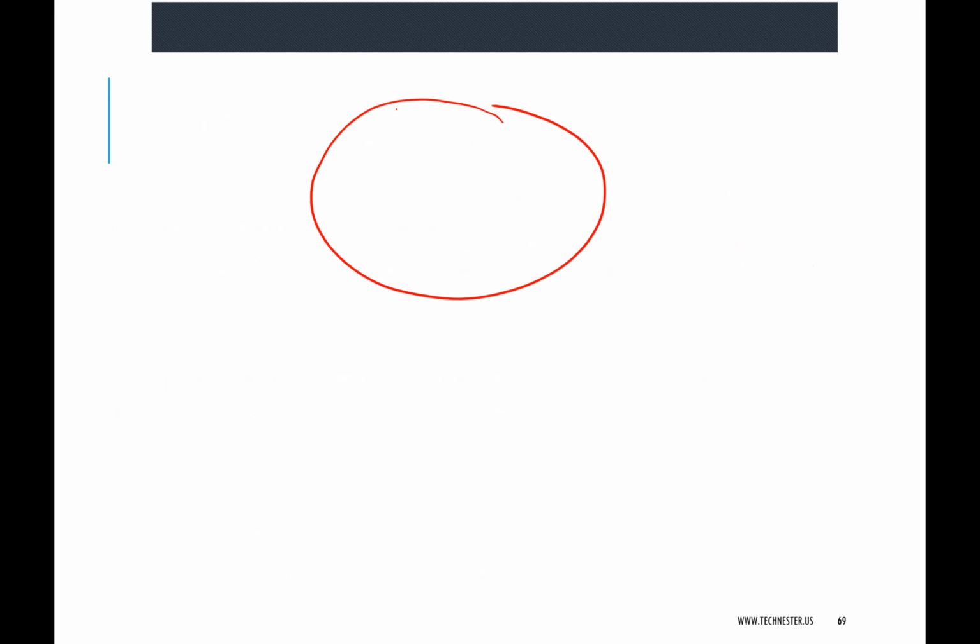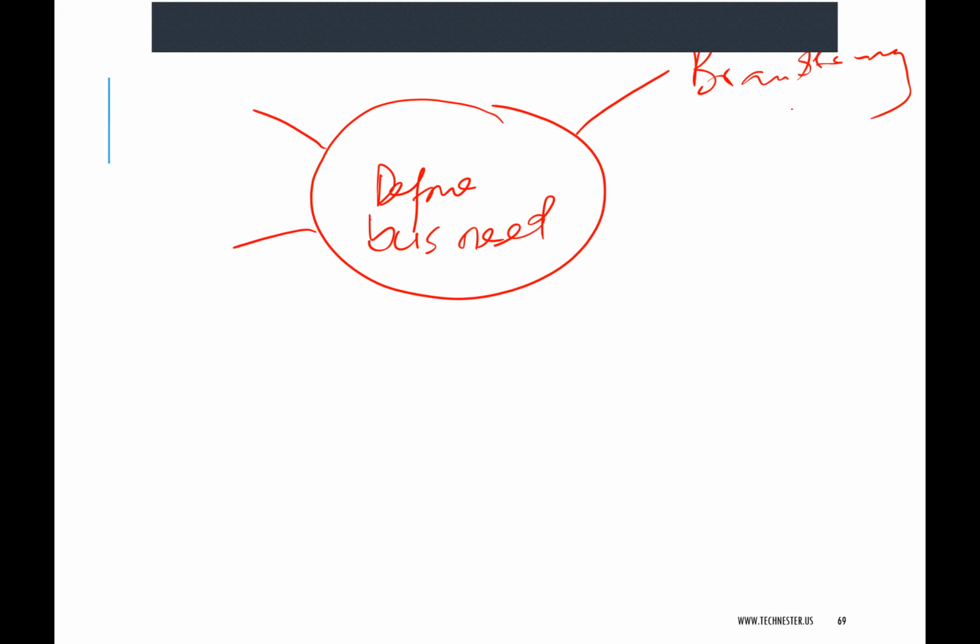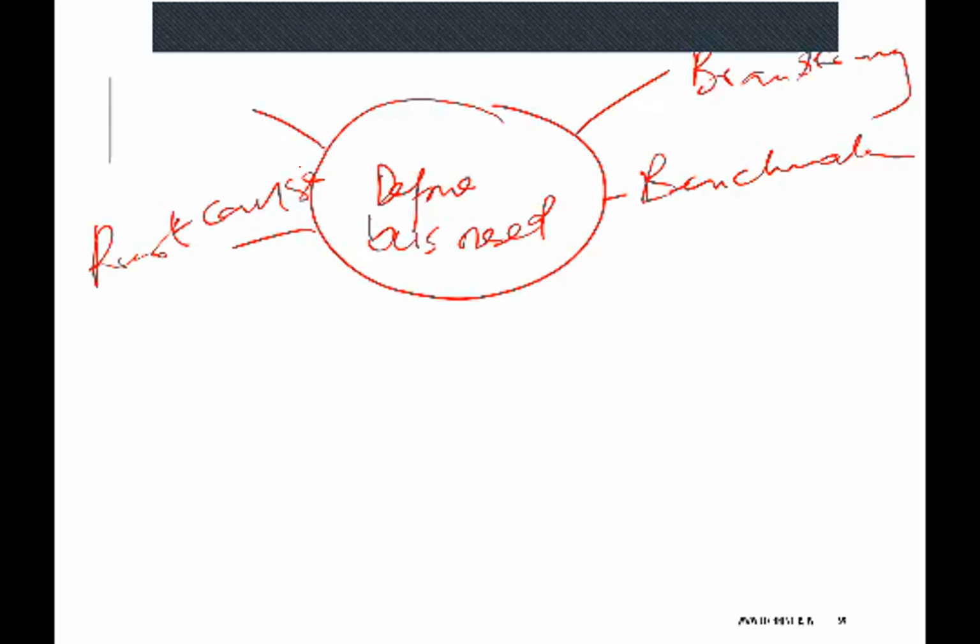So what we have looked at is define business need. We said there are several strategies, there are several ways: brainstorming, benchmarking, root cause, right? So all these ways can be used to define business need.